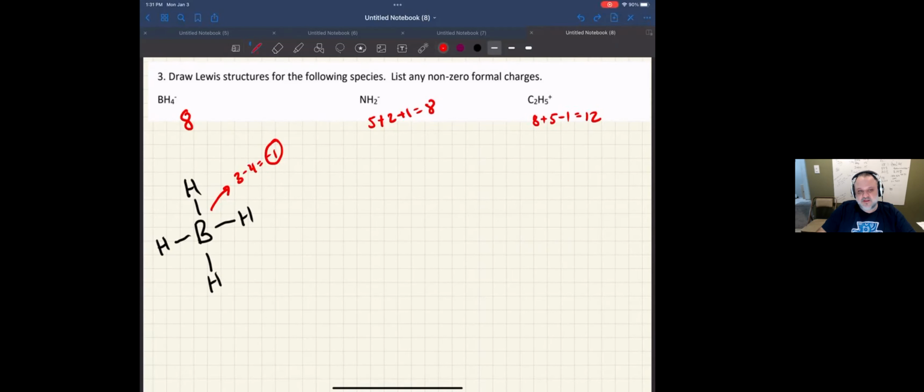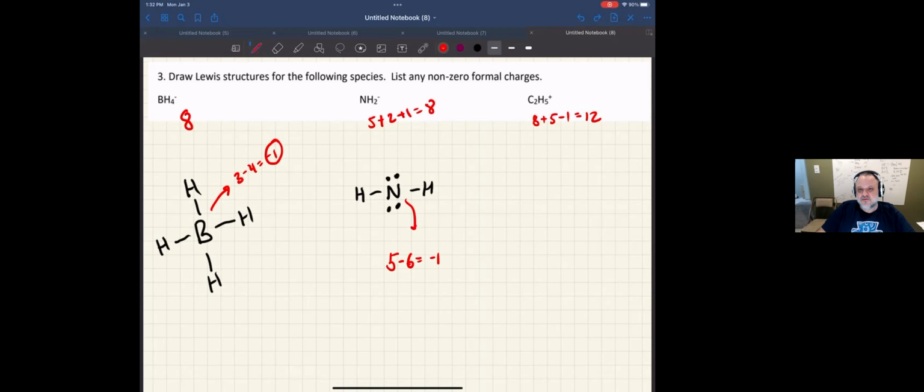What about nitrogen, or NH2-? Let's do that one. So nitrogen goes in the middle. Hydrogens will go around. I'll have one bond between them. That's 4 valence electrons. I need to fix my nitrogen octet, so a couple of lone pairs go there. That's all of the electrons. That nitrogen looks like it has a formal charge. 5 from the periodic table of elements, 6 from the structure, -1 for the formal charge on the nitrogen.